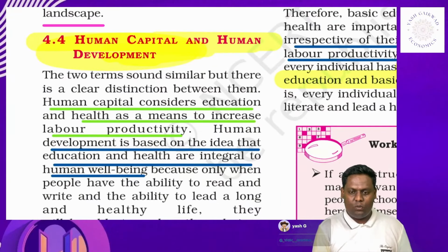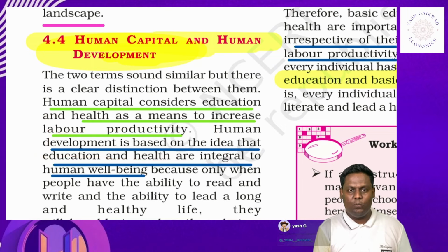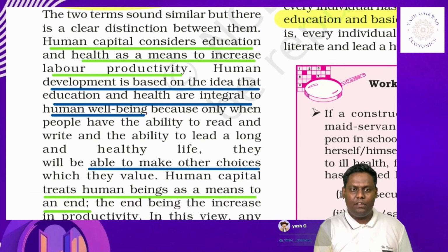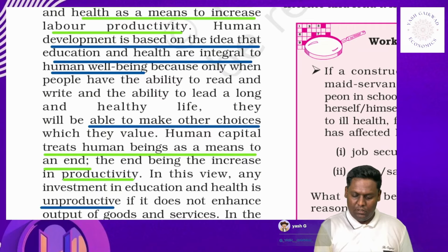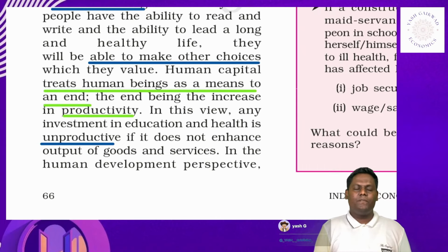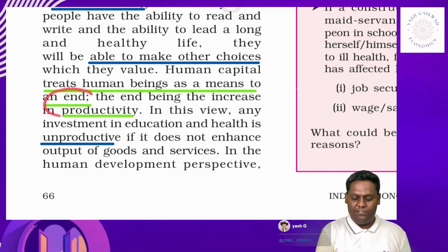Let us have a quick recap. Here, everything in green is what we'll be talking about human capital, and everything in blue is what we'll be talking about human development. So, human capital focuses on productivity, whereas human development focuses on overall well-being, health, and education. Now, the objective of human development is to enable people to make better decisions, whereas the overall objective of human capital formation is to achieve an end goal, and the end goal being productivity.